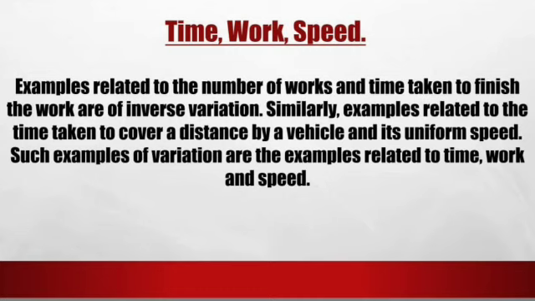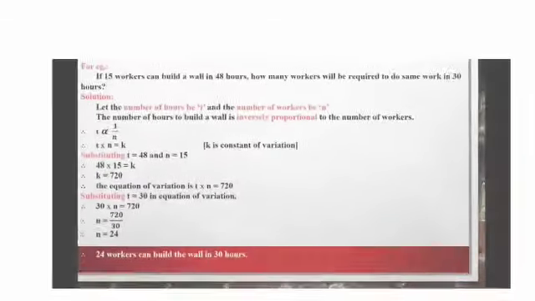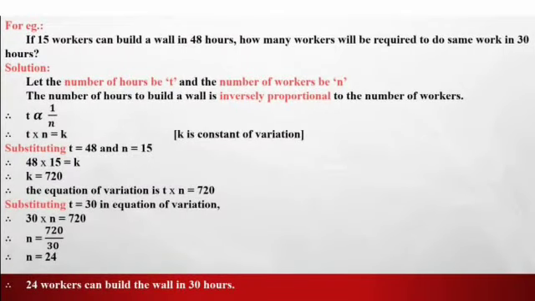Let's see an example. If 15 workers can build a wall in 48 hours, how many workers will be required to do the same work in 30 hours? Now here children, you can understand, if they have given you 15 workers that they will complete to build a wall in 48 hours. Now if we increase the number of workers, will the time required be the same? No, the time will decrease. So this is which variation? Inverse variation. Yes. Now here let the number of hours be T and let the number of workers be N.